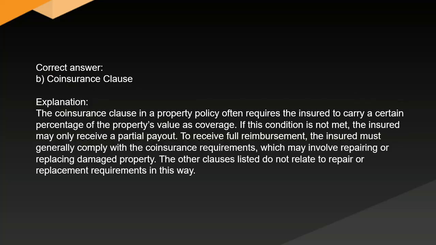B. Coinsurance clause. Explanation. The coinsurance clause in a property policy often requires the insured to carry a certain percentage of the property's value as coverage. If this condition is not met, the insured may only receive a partial payout. To receive full reimbursement, the insured must generally comply with the coinsurance requirements, which may involve repairing or replacing damaged property. The other clauses listed do not relate to repair or replacement requirements in this way.